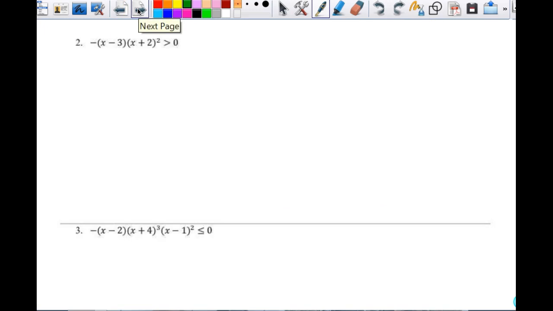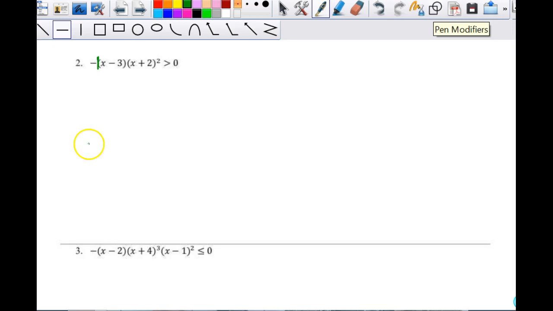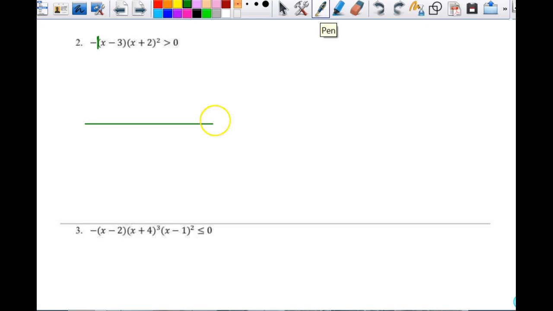So here, one of the differences is that I have a negative here, and this negative here is like a -1 being multiplied. It doesn't have an x on it, but it's a -1. I'm going to draw in my number line. Okay, I need my zeros. So it's going to be -2 and 3. So a -2 and a +3. This is just greater than, so open circles here.